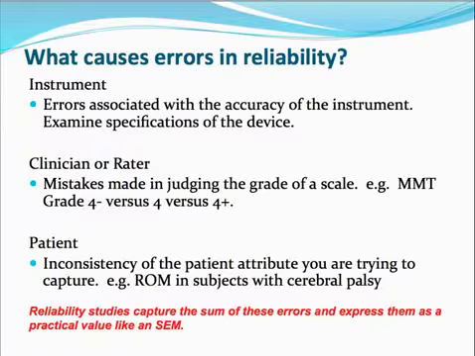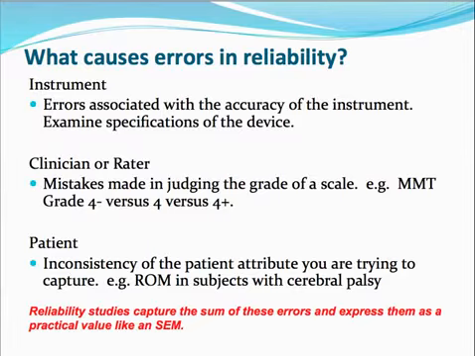The final one is the patient. If the patient has a lot of inconsistency in the attribute you're trying to capture, say pain, and the pain is widely varying, then if they fill out the questionnaire at this moment but it changes in an hour, they're going to be confused on how to respond to the questionnaire.